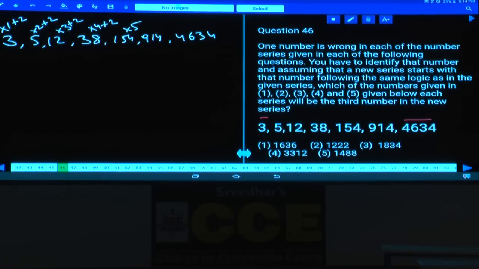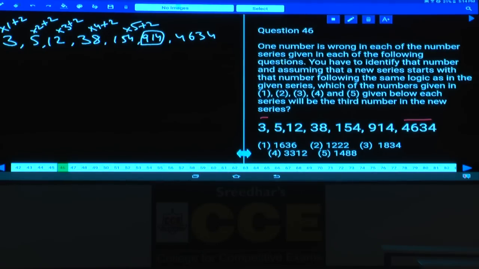154 into 5, 770, isn't it? Now 770 plus how much? Plus 2. Then what is the wrong number here? 914 is the wrong number.